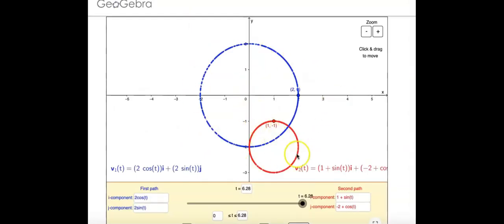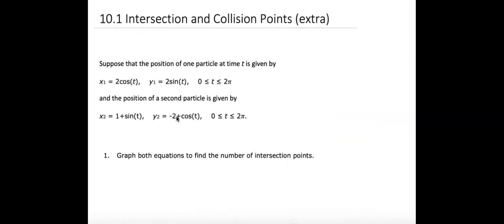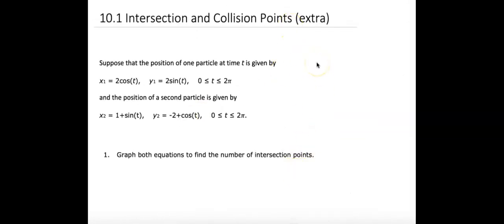Just going back to our model here, if we move this bar for t, we can see that the collision occurs at t equals 4.71, which, great, is approximately 3 pi over 2. All right, so we've successfully found the time at which this collision occurs, but we need to know the location where it occurs. So I'm scrolling back up to my original equations here. I know my time that this collision occurs is 3 pi over 2.